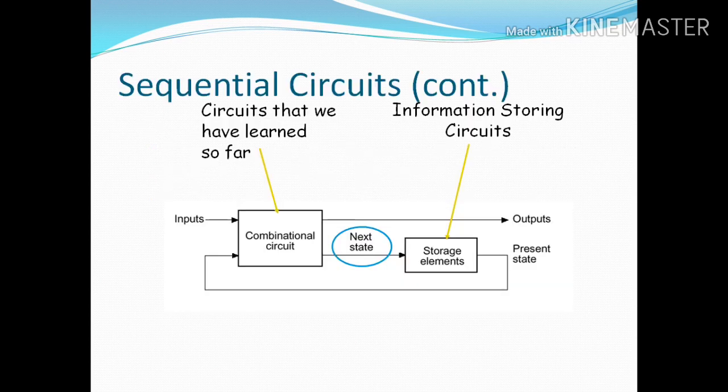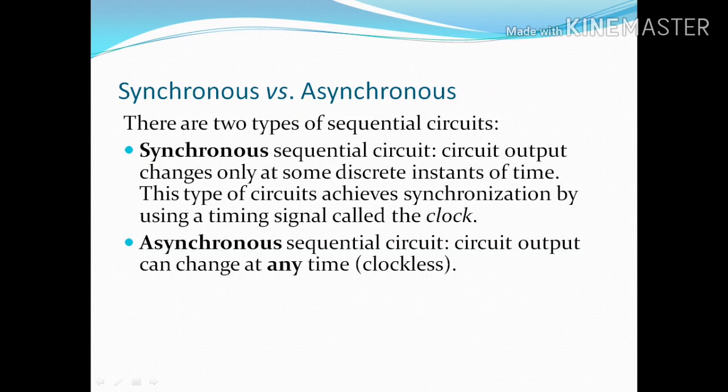Obviously, whatever the past inputs or past outputs are, they will be stored and will give you the resultants. See the circuit diagram of a sequential circuit. Here is the combinational circuit, where I give the input and the output comes, but here storage elements are present, and the present state of the output comes back as another input to the combinational circuit and generates the sequential circuit. That is what we have learned: combinational circuit and now sequential.